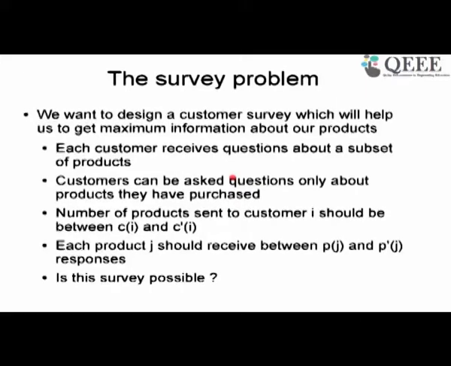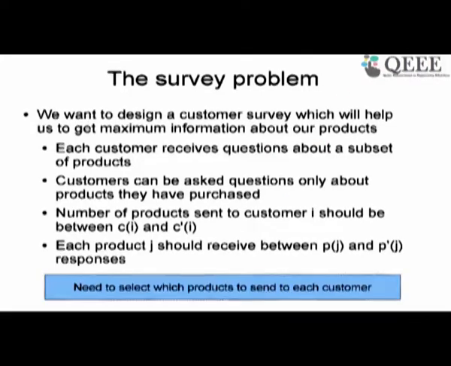Right? For every product you must be able to collect enough ratings. So you want to give every customer only those products that he has bought to rate. You don't want to give him too many products to rate, but still you must be able to collect enough ratings for every product. This problem is called the survey problem.